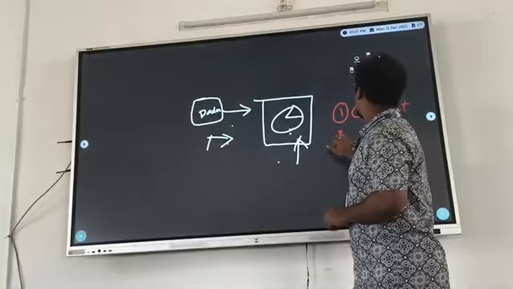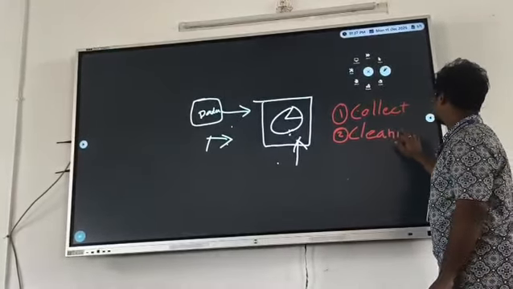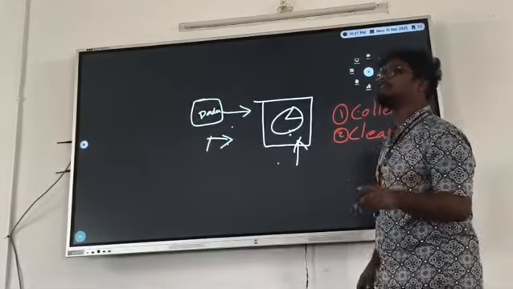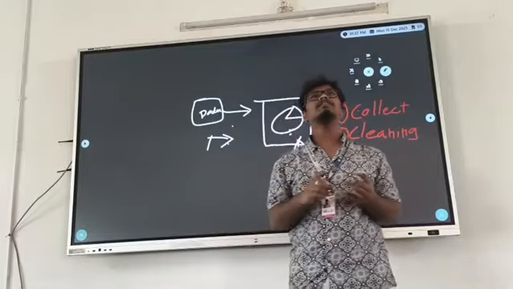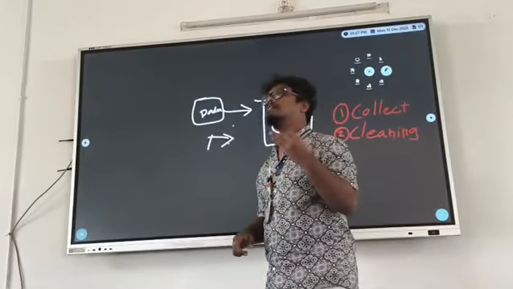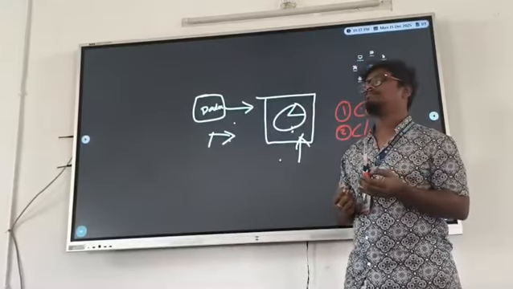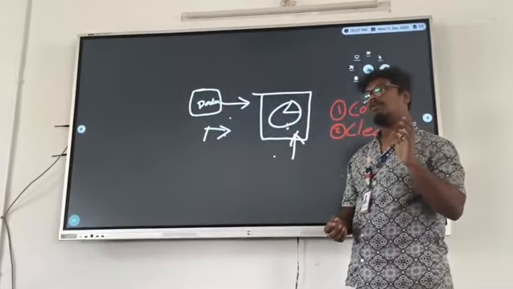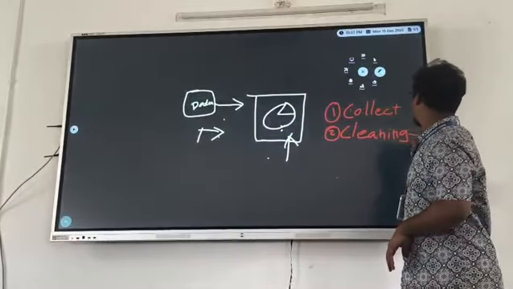After that, cleaning the data. Cleaning means the raw data may contain some duplicates, misspellings, empty spaces, empty nodes, and some complexity. All of that is removed and the data is kept in a clean way. That is called cleaning of the data.